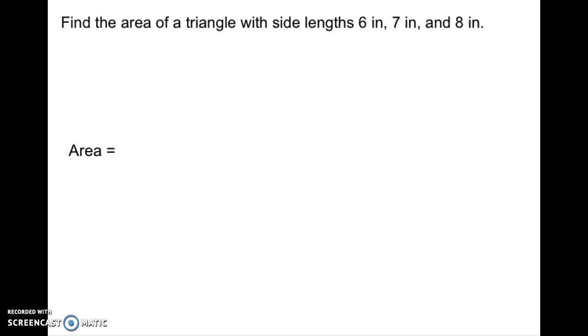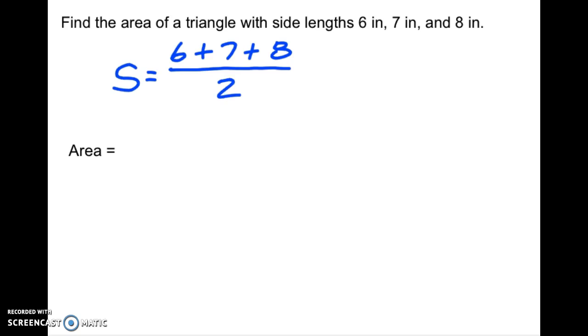For our other example in this case, we got sides of 6, 7, and 8. So to find the semi-perimeter, the S, we're going to add the 6, the 7, and the 8, and divide all that by 2. For that, we should get 10.5.